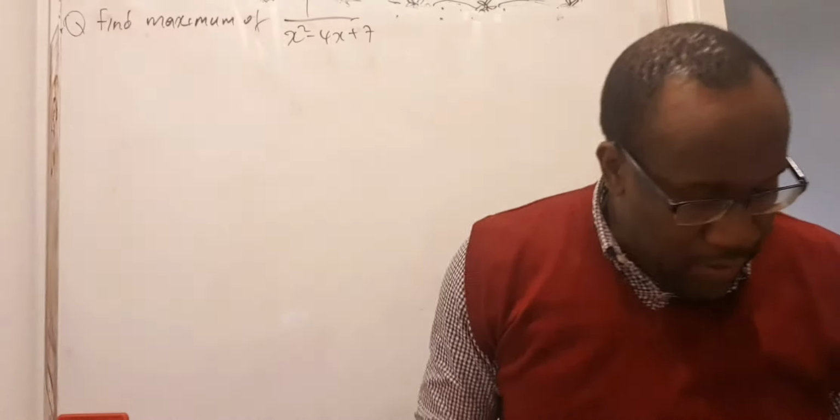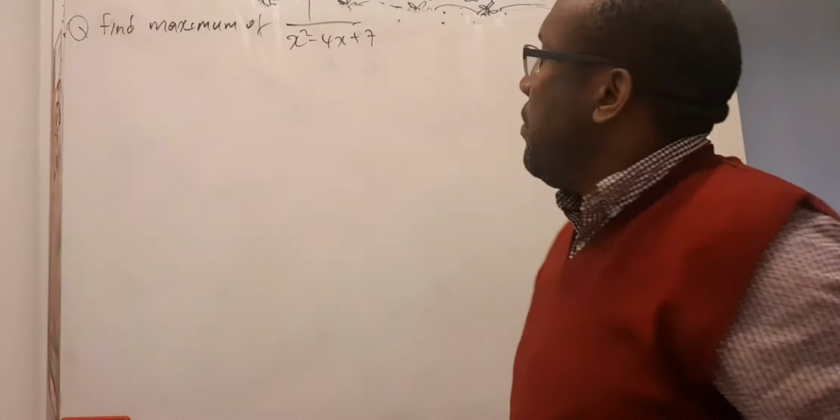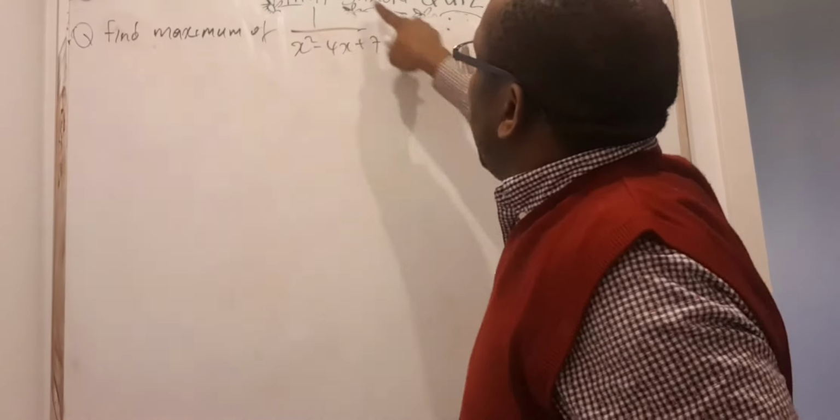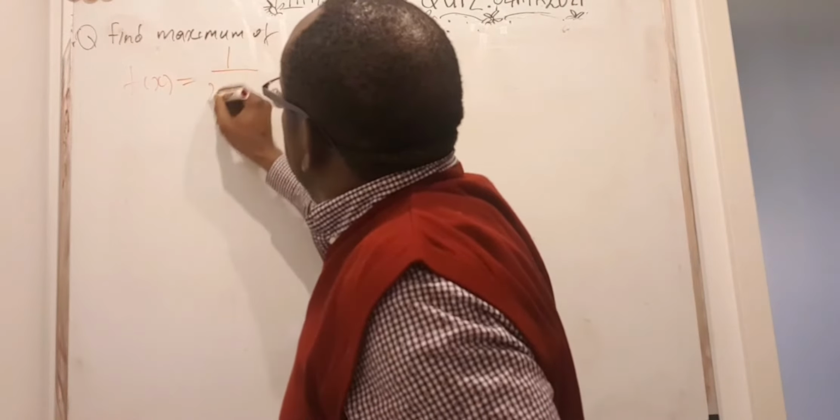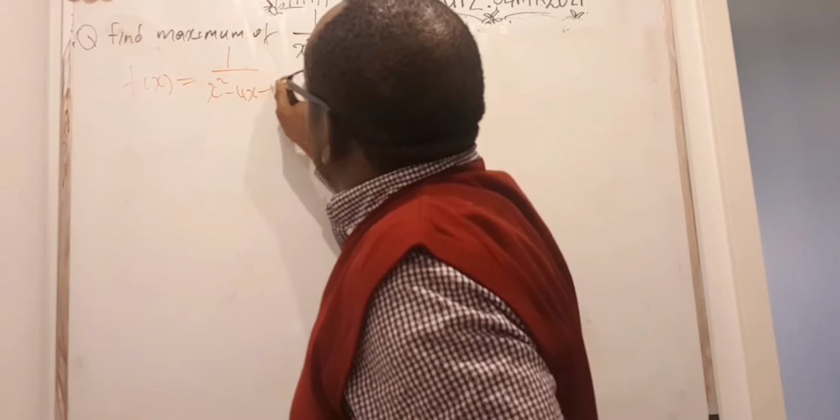For question number 9, was that number 9? Number 8. Question number 8, we are asked to look for the maximum of this function here. Let's say that function is f of x, f of x equals 1 over x squared minus 4x plus 7.